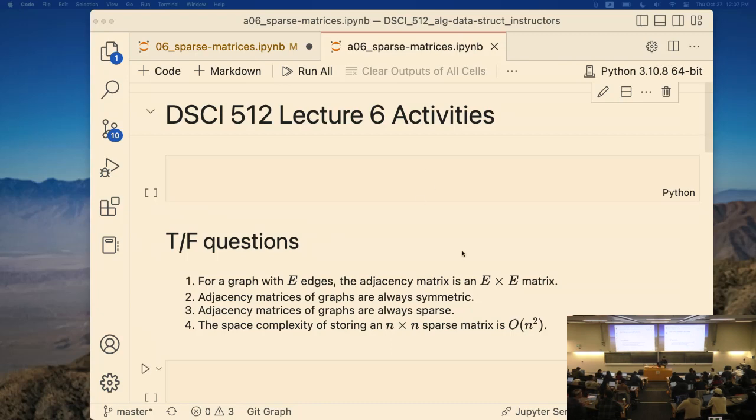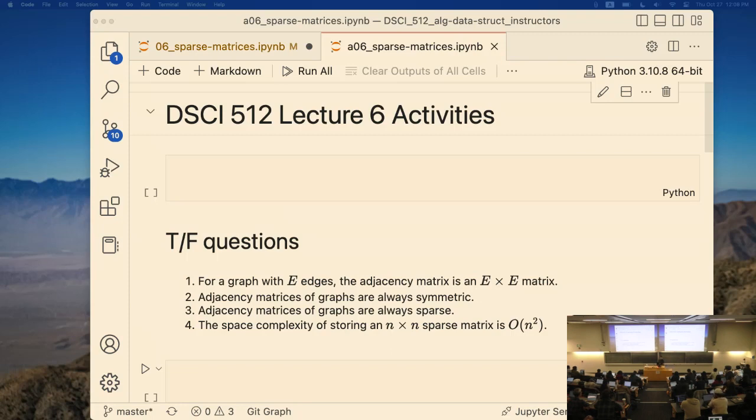Okay, true or false questions. First statement: for a graph with E edges, the adjacency matrix is an E by E matrix. False. Why false? Yes, exactly. The adjacency matrix is defined based on the nodes, not based on the edges. It's the adjacency list that contains the edges.